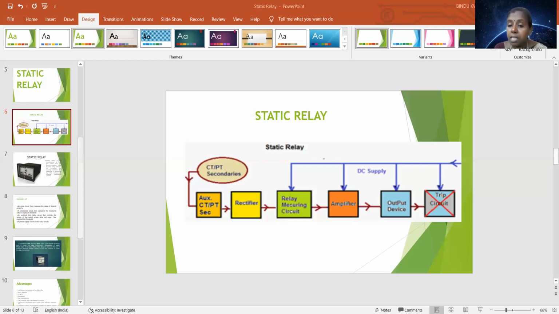But in the case of a static relay, these measurements are performed by static circuits, which comprise transistors, ICs, and so on.